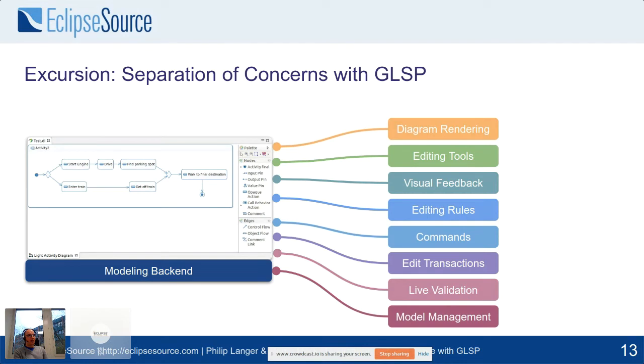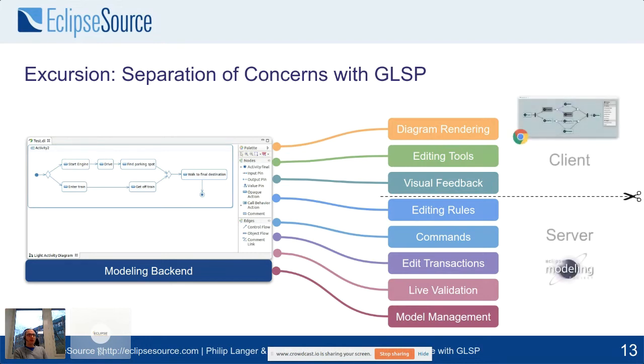and model management. And what GLSP does is, instead of having all that in an editor, like you would traditionally have in a GMF-based editor, for instance, we just cut that in half. So we have on the client side the diagram rendering, editing tools, and visual feedback. That can be done in a generic way. And on the server side, the remaining functionality. And in between, we have a standardized protocol to exchange what the diagram should look like, so that the client doesn't have to understand the specifics of the DSL at hand, and the server doesn't need to be concerned with how that's being rendered exactly in HTML5.